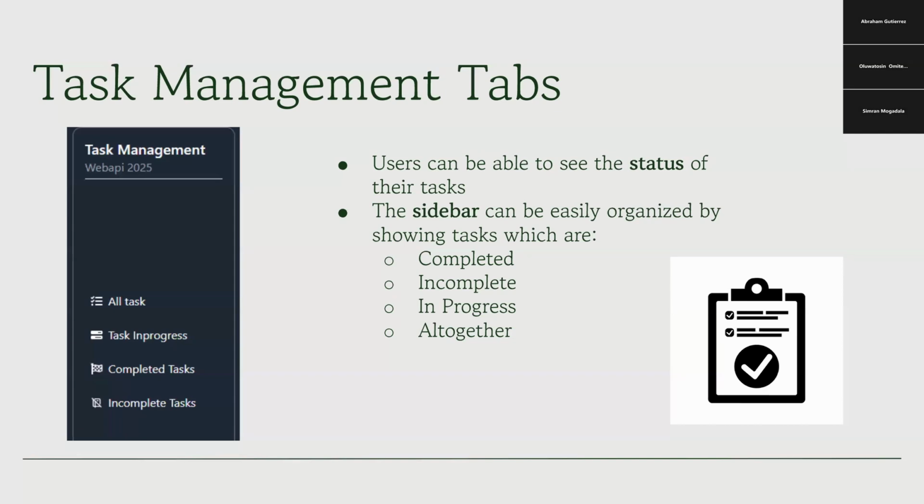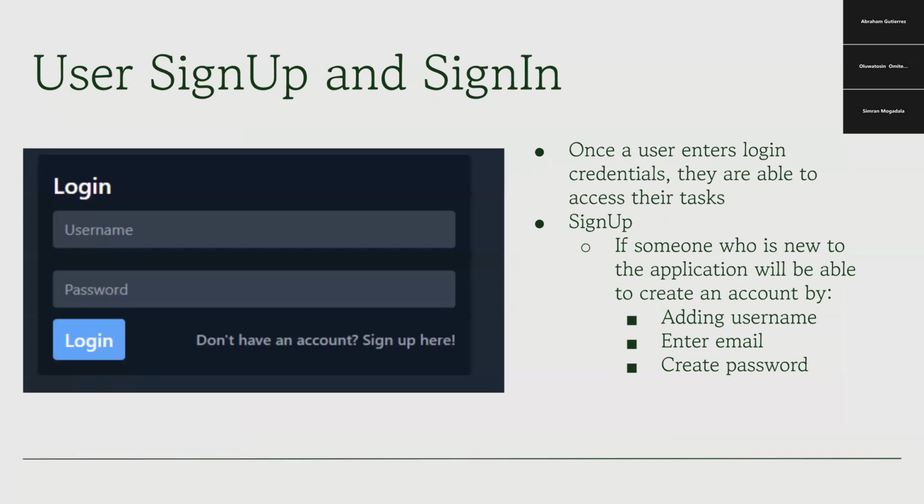So now I want to go over a little bit about the features in our application, starting with the task management tabs, where we have a side tab that has the users, where the users are able to see the status of their tasks. The sidebar can be easily organized by showing tasks which are completed, incomplete, in progress, and then all tasks altogether. We have the user sign up and the user sign in. So once a user enters their login credentials, they're able to access their tasks, and the sign up where if someone is new to the application, they'll be able to create an account by adding their username, entering their email, and creating a password.